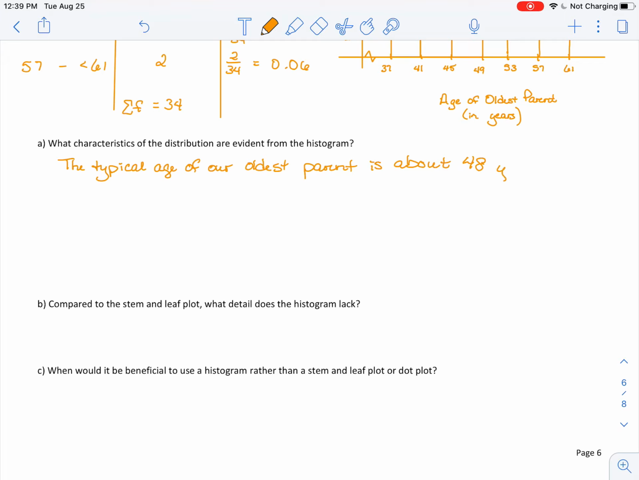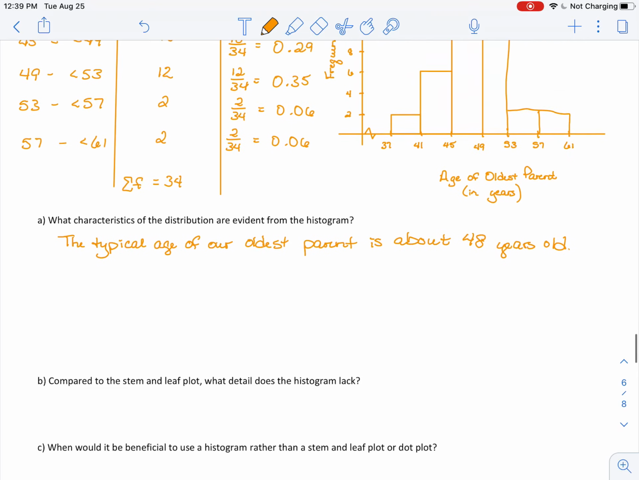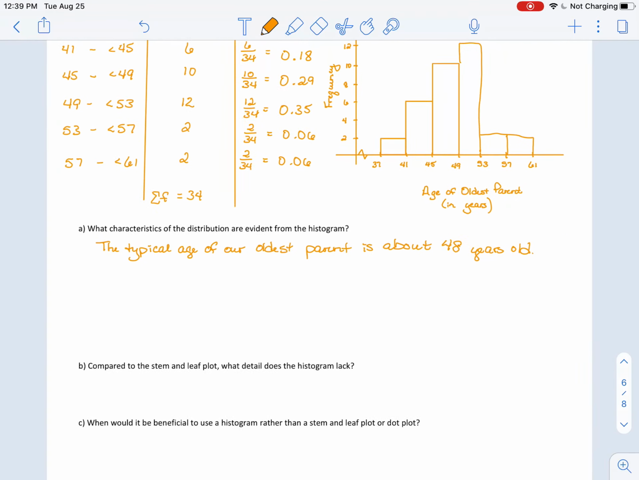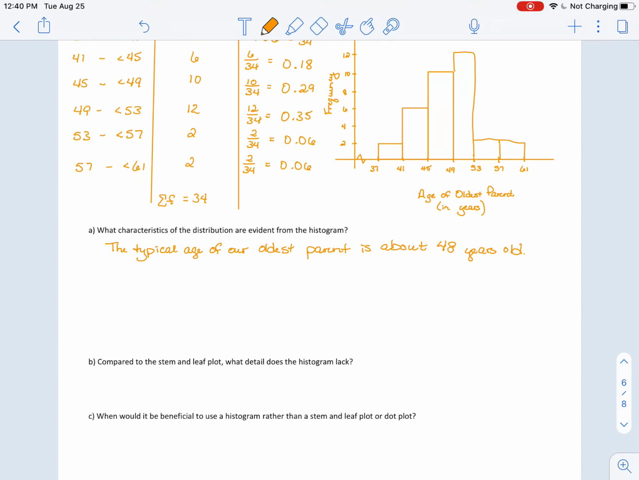And if you disagree with me about what number you think is the center, that's okay as long as it's a reasonable number that you're picking. Like, don't pick 42 or 53. That isn't the center. So the typical age, the center of our distribution, is about 48 years old.